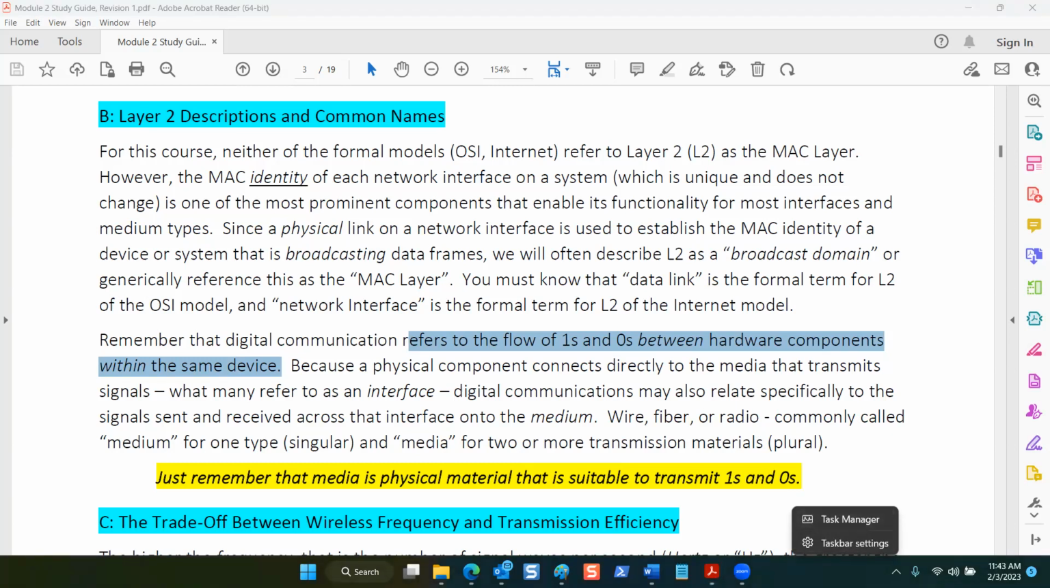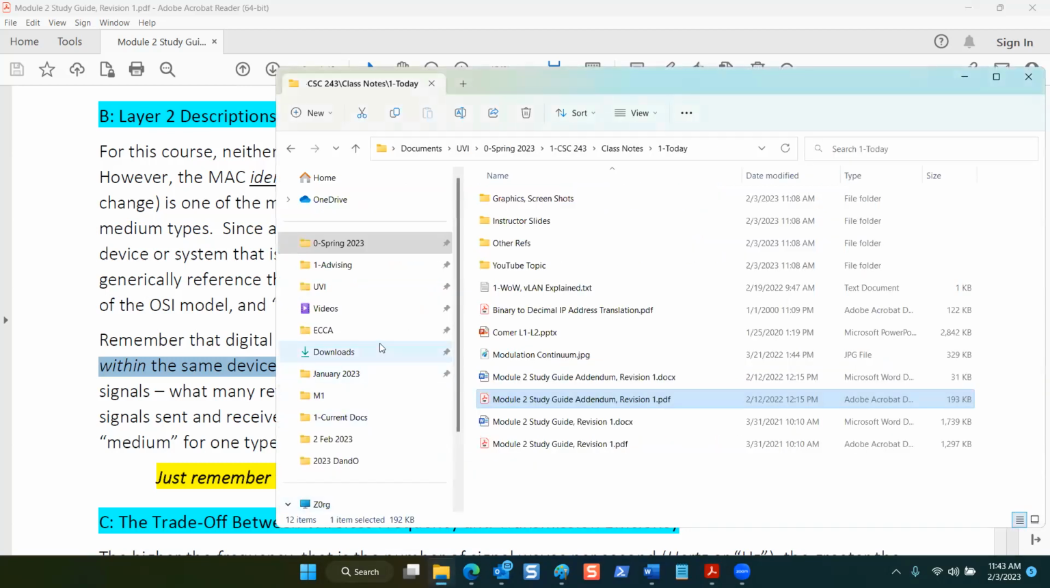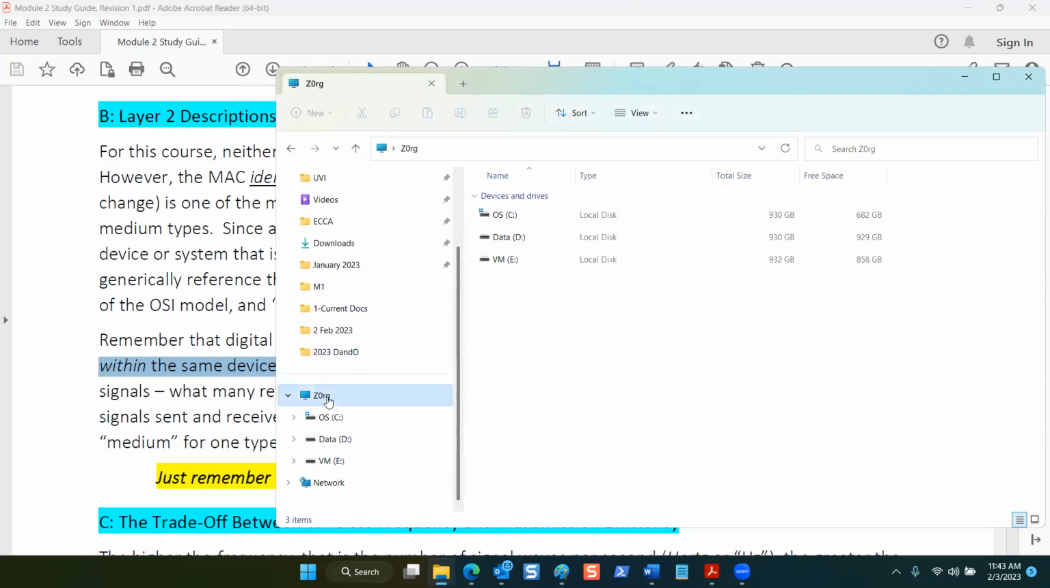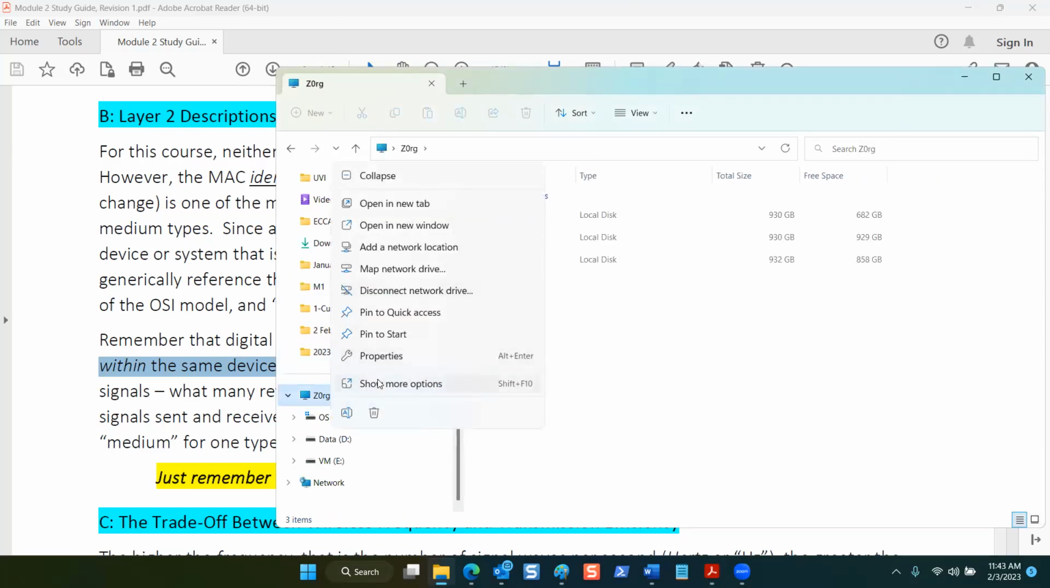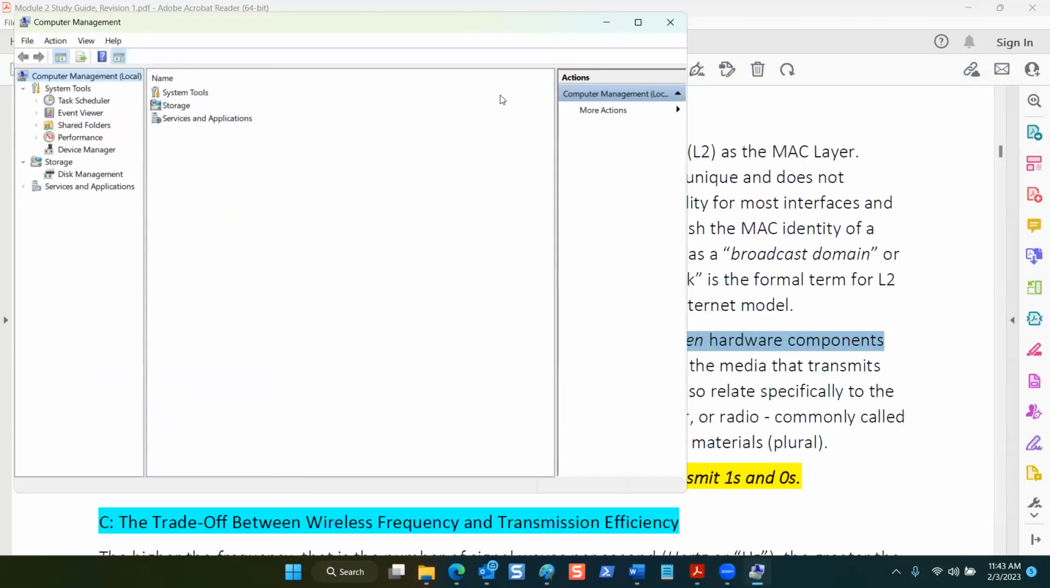Can everyone see my screen? Can everyone see my screen? Yeah.